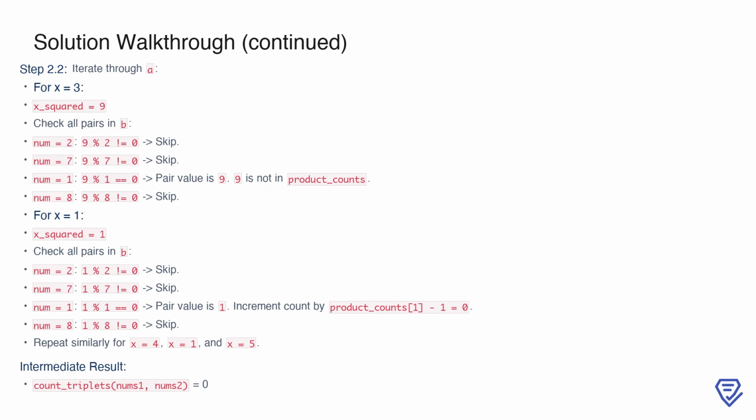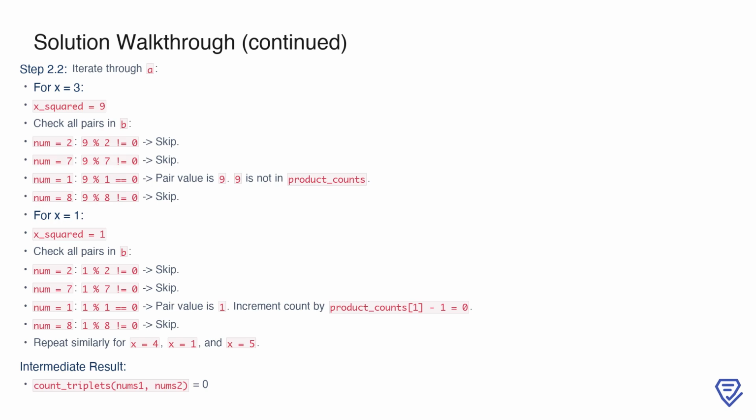Starting with x equals 3, we calculate x_squared equals 9 and test all numbers in B. None of the pairs divide 9 evenly, so we skip all of them. For x equals 1, x_squared equals 1, and we again check all pairs in B. Here, we find that 1 divides 1 evenly, but the pair value 1 appears only once in product_counts, which means there are no valid combinations. Continuing this process for x equals 4, x equals 1, and x equals 5, we similarly find no valid pairs.